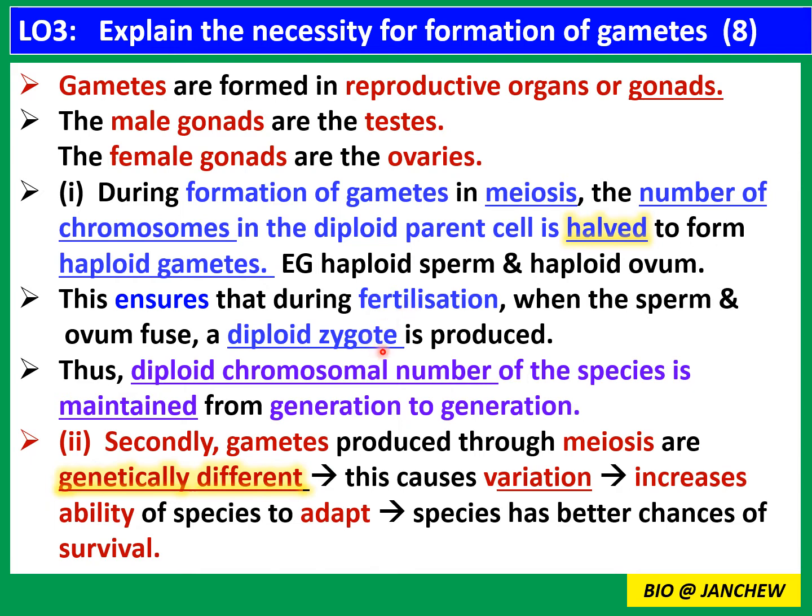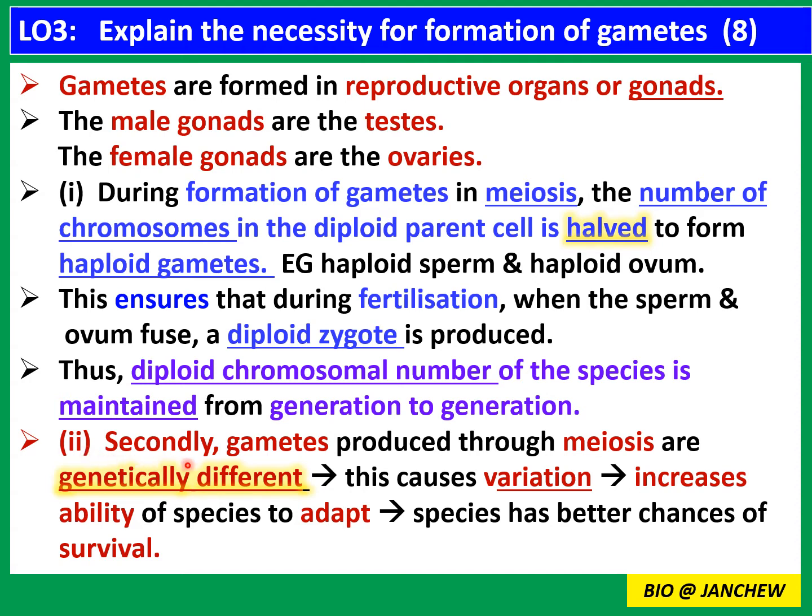You get a cell with 4 sets of chromosomes, not a diploid zygote, and that will not maintain the diploid chromosomal number. So the organism formed through this abnormal process will not have the characteristics of a human being at all, having 4 sets of chromosomes in each cell.